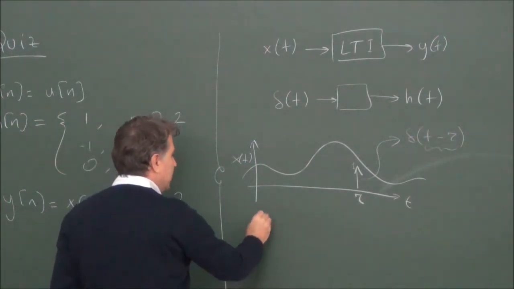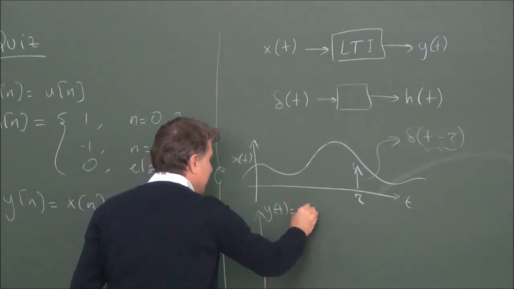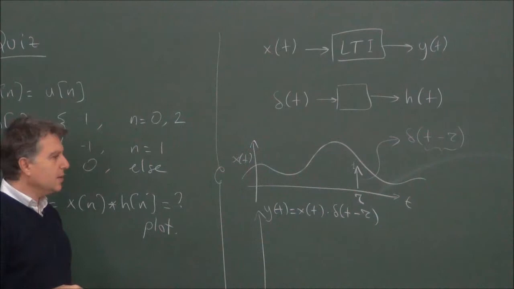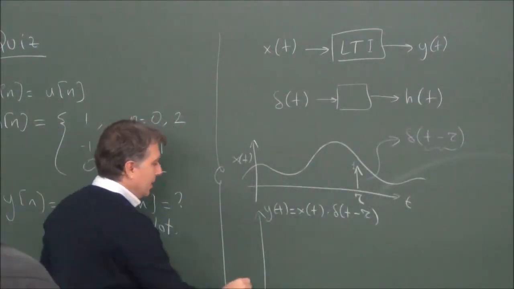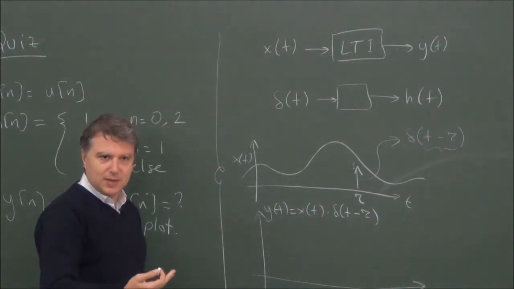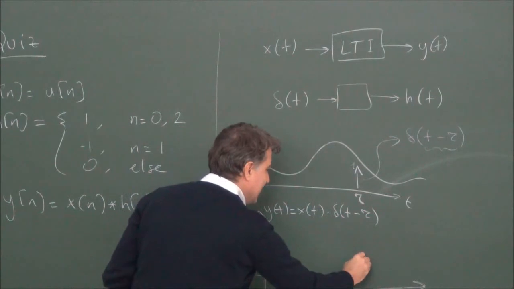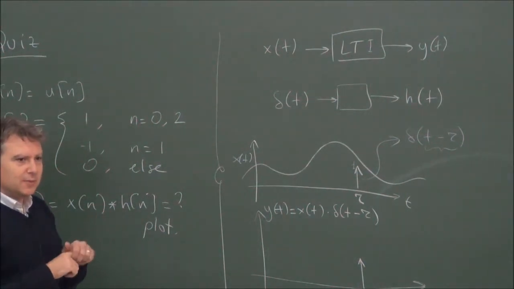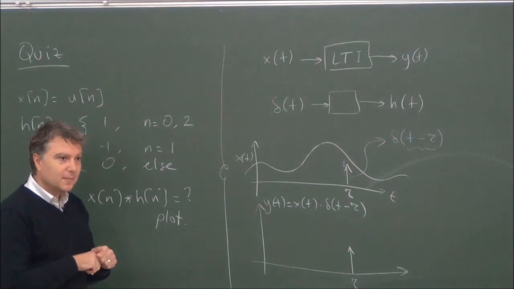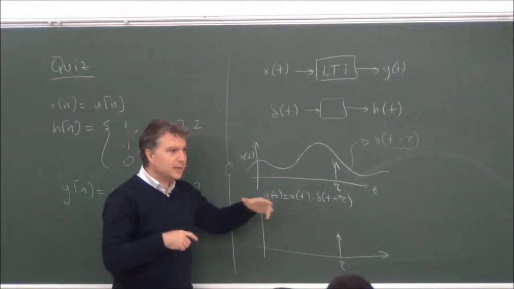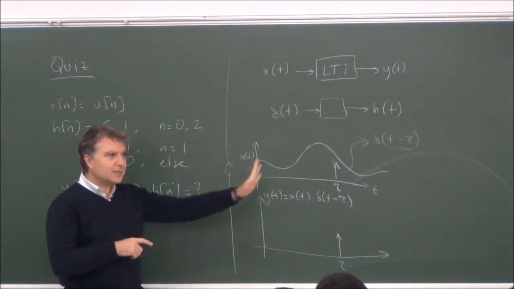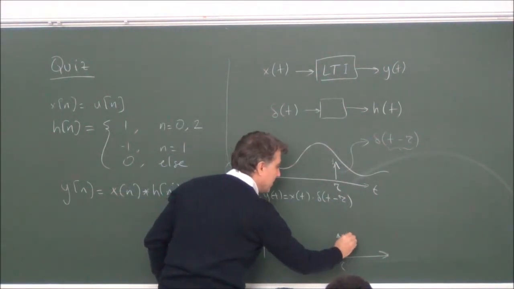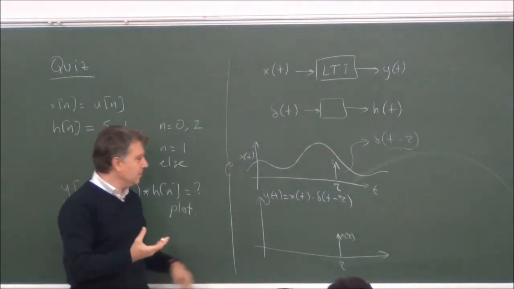So we want to determine now y of t, which is x of t times delta t minus tau, which is the multiplication of this arbitrary signal and this impulse. And the result will be, of course, another impulse, right? That's true. It will be a similar impulse at the same position, tau. But its value will be different. What will the value be? It's not going to be 1 anymore. It will be 1 times whatever that value is. It is x of t at t is equal to tau. Therefore, it is x of tau. So let's write the value like this.